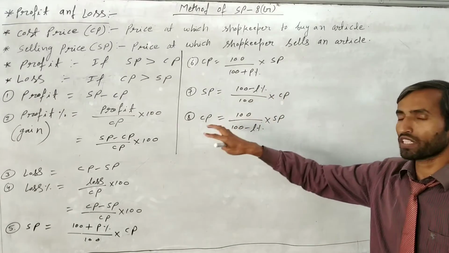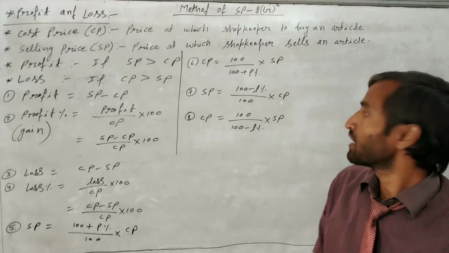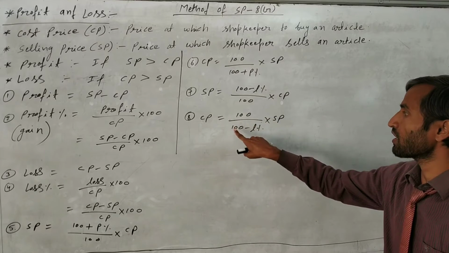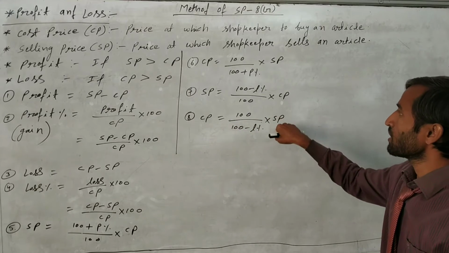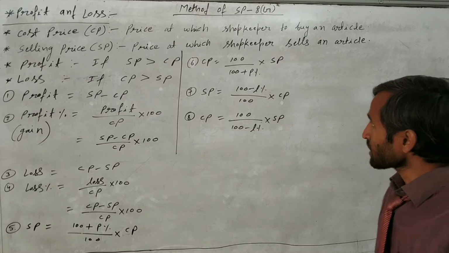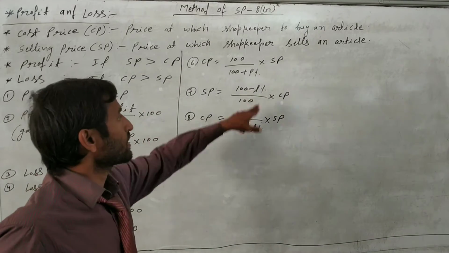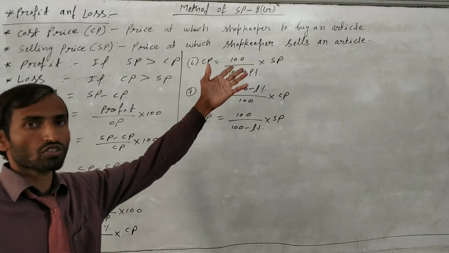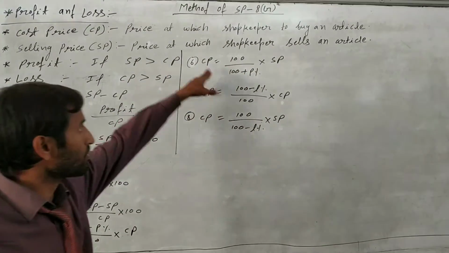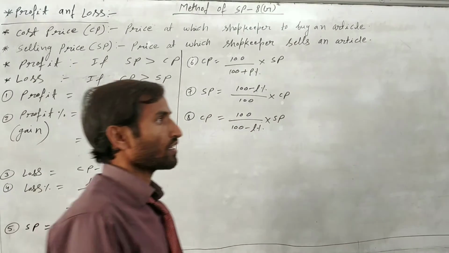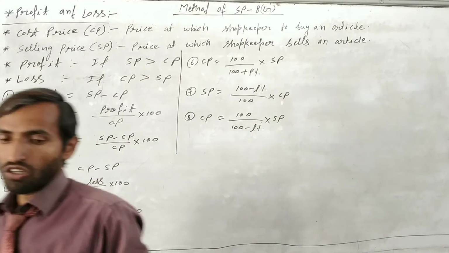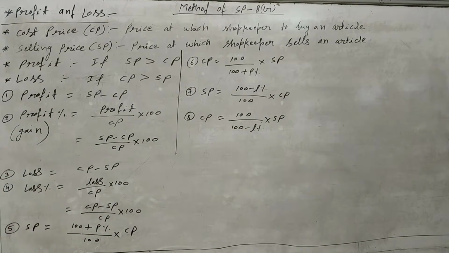And sometimes the question gives the loss percentage and SP, and we have to find CP. For that we will use this formula: 100 upon 100 minus loss percent into SP. If the question is about loss, we use minus; if it is about gain or profit, we use plus. So these four formulas are of the same kind, only the sign differs. Now based on these formulas we will solve the exercise, self-practice 8G.